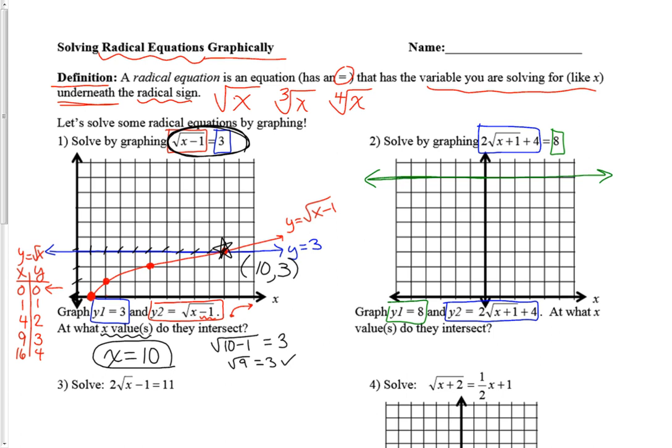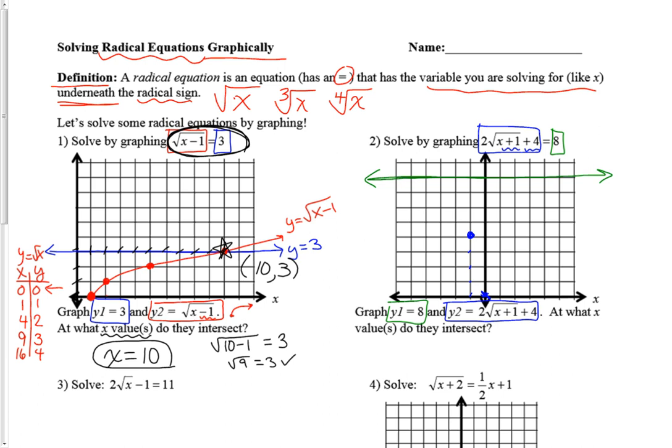And then my square root function has a plus 1 on the inside that's moved me 1 to the left, a plus 4 on the outside that's moved me up 4. So my anchor point that started normally at the origin right here has moved 1 to the left and up 4. So there's my first point.